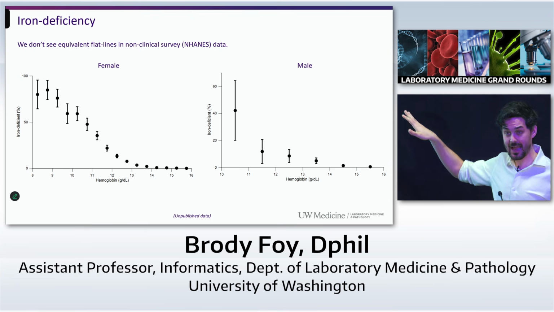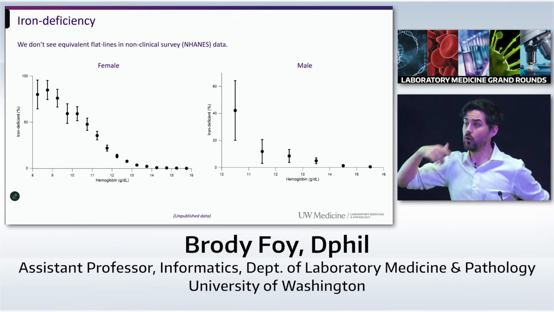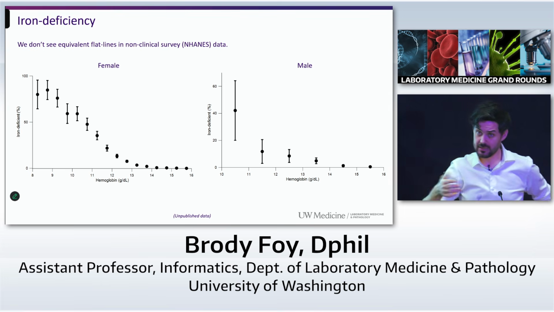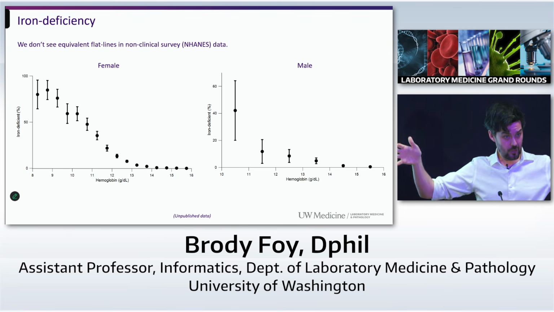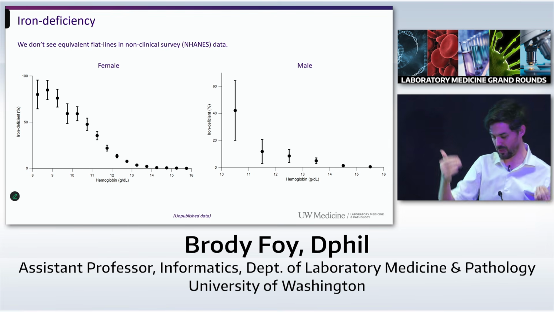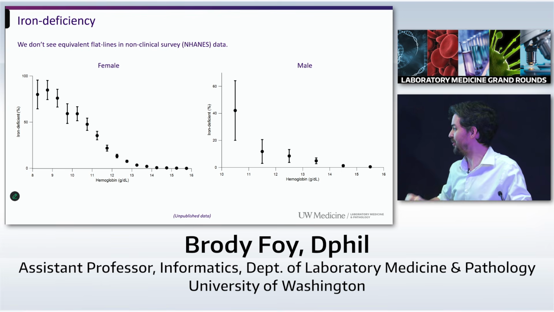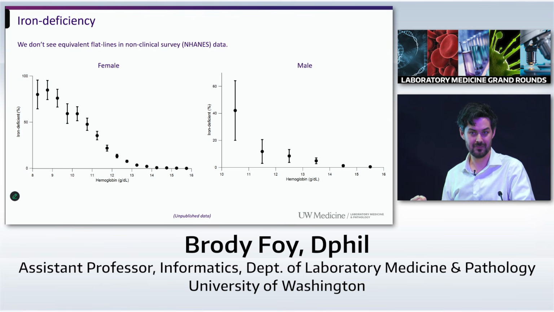So this is from NHANES, the National US Health Survey, where they're ordering the CBC and the ferritin concurrently for all patients because it's a survey, and you see diagnostic sensitivity continues to go up with hemoglobin. Now, this is not perfect data. It's unpublished. It's a little bit raw, so I'm not going to make really strong claims.